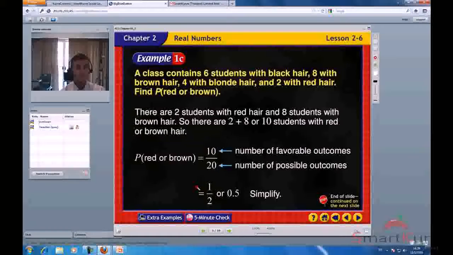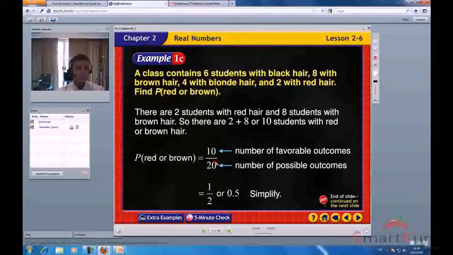A class contains 6 students with black hair, 8 with brown hair, 4 with blonde hair, and 2 with red hair. Find the probability of red or brown. So there are 2 students with red hair and 8 students with brown hair. So 2 plus 8 is 10. There are 10 students with red or brown hair. There are 20 total students.